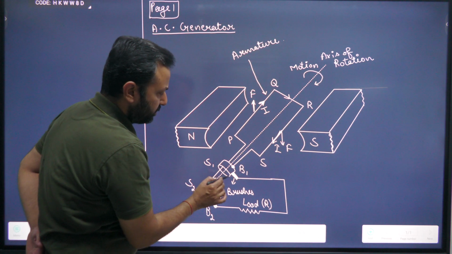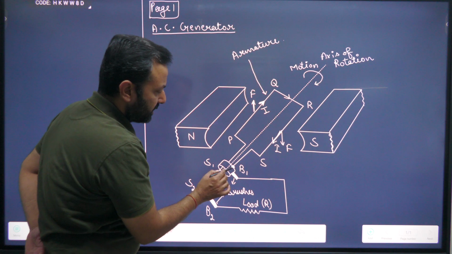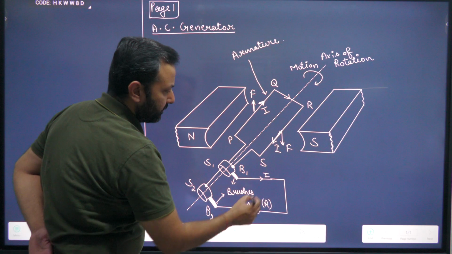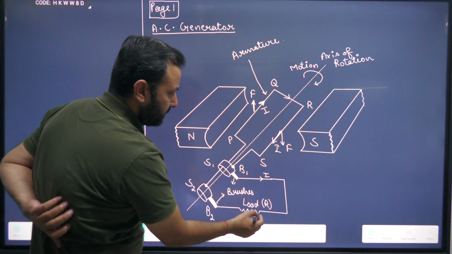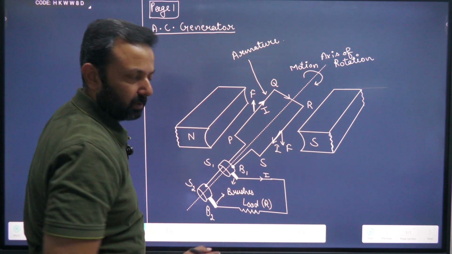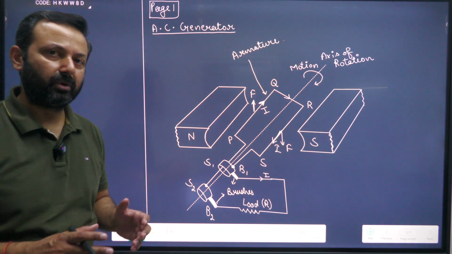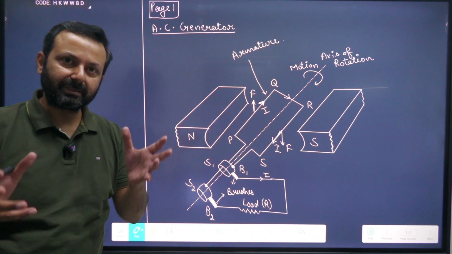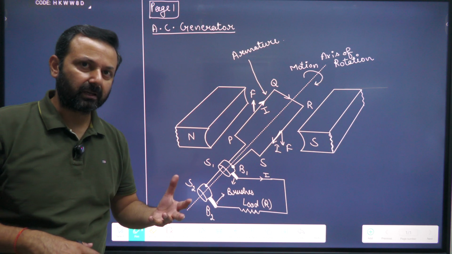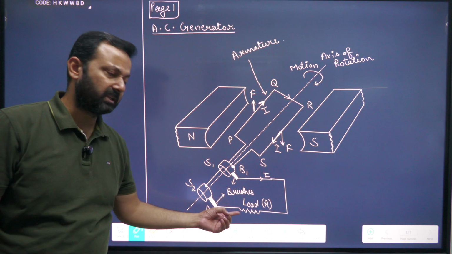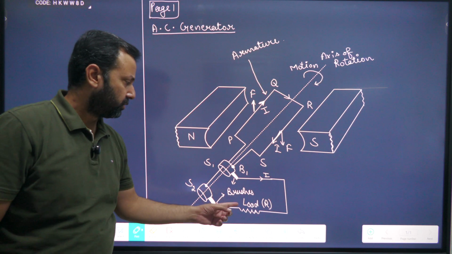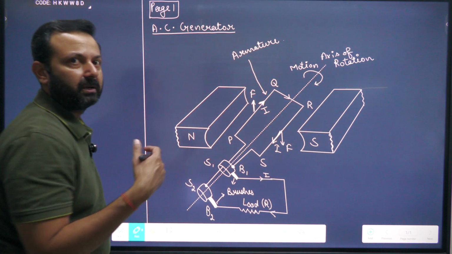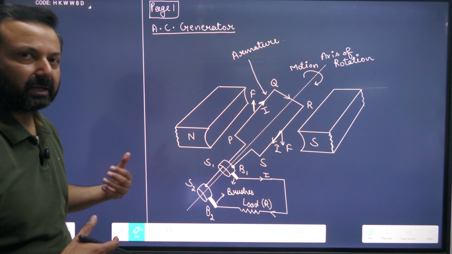It will go to slip ring S1, and slip ring S1 is connected to brush B1. Then the current will go like this, and then to this load. What is load? Load is any tube light, any TV, any fridge, fan, AC, any electronic equipment connected here as load. So current will go in this load, and this load will start working because now it is getting current.